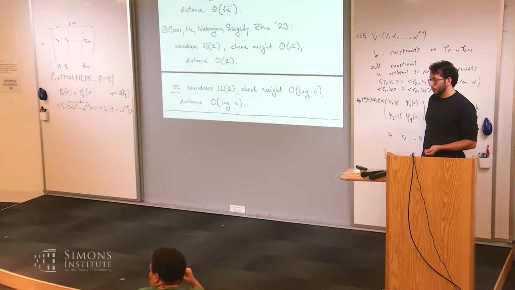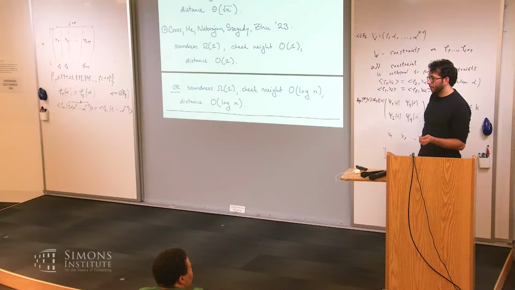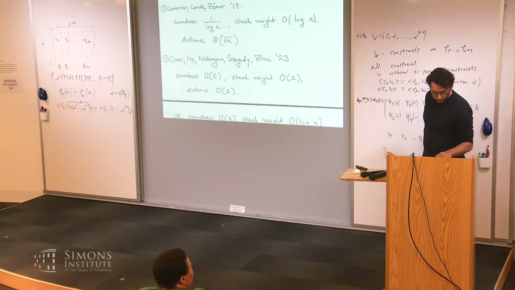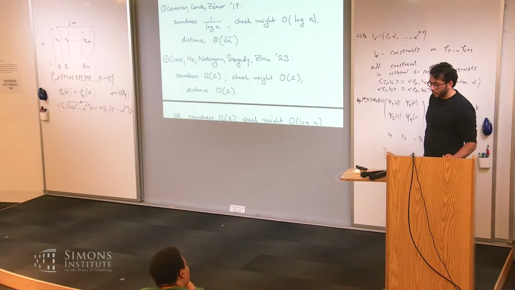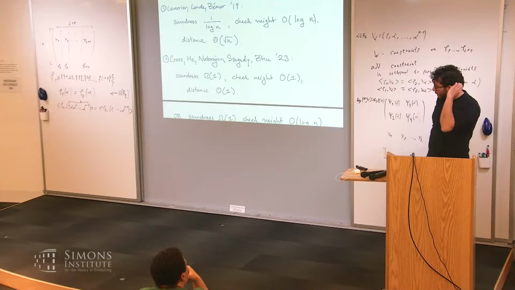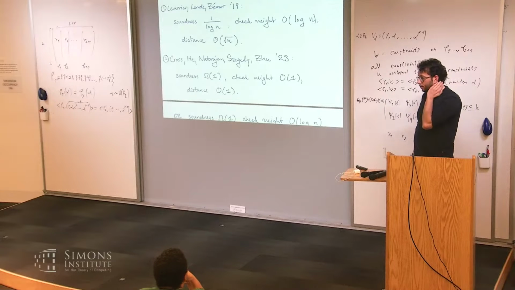Squared comes up a lot in these reasons. There's a square-root kind of thing where you might say you could get square-root distance. Yeah, I don't know too much about this, or if there have been any papers that express this. There was this paper here by Leverrier, Londe, and Zémor, where the distance did come out to be root n, and the checks were even logarithmic size, but the soundness was only inverse logarithmic.